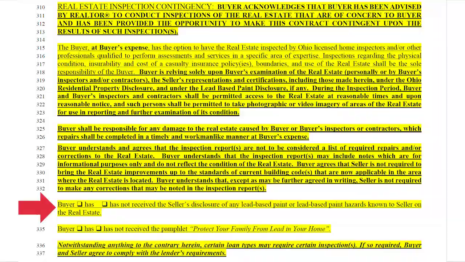basically, the buyer has to say whether or not they've received the lead-based paint disclosure and the pamphlet, Protect Your Family from Lead in Your Home. So they're going to have to denote yes or no. Notwithstanding anything to the contrary herein, certain loan types may require certain inspections. If so required, buyer and seller agree to comply with lender requirements.